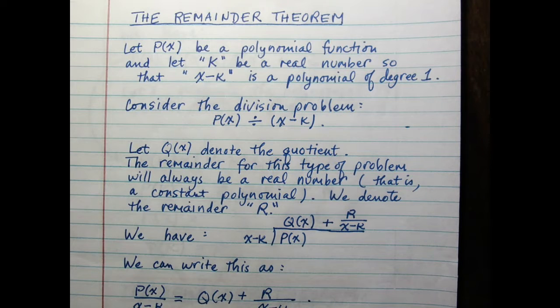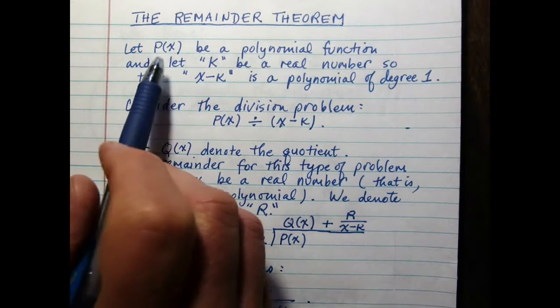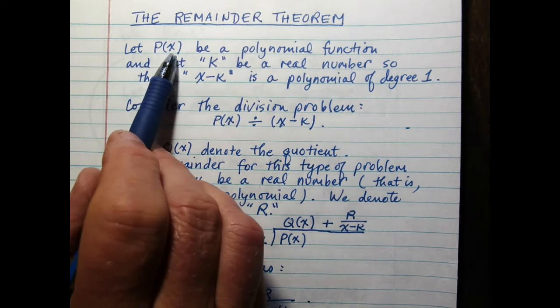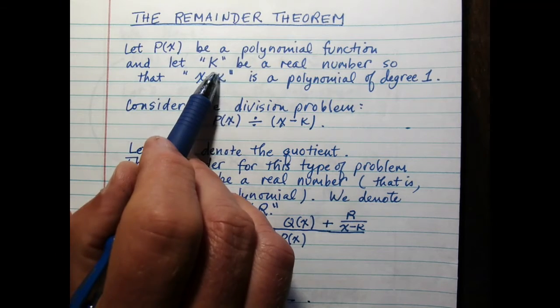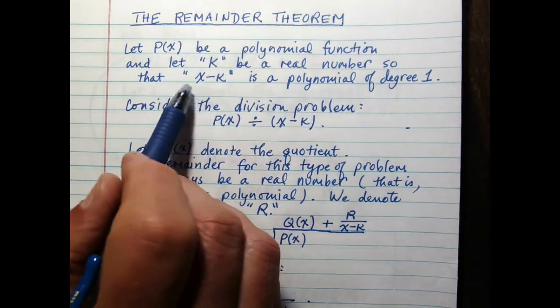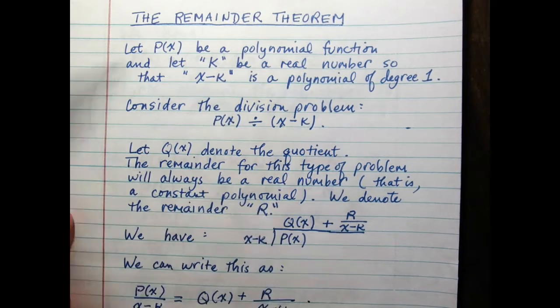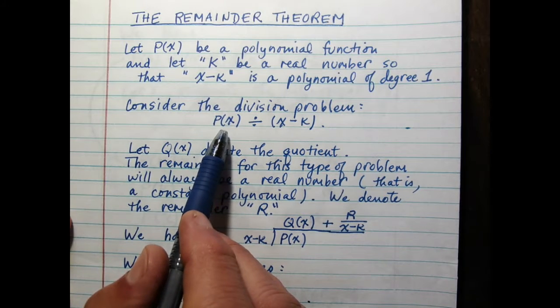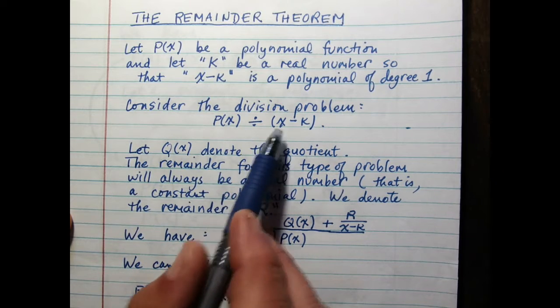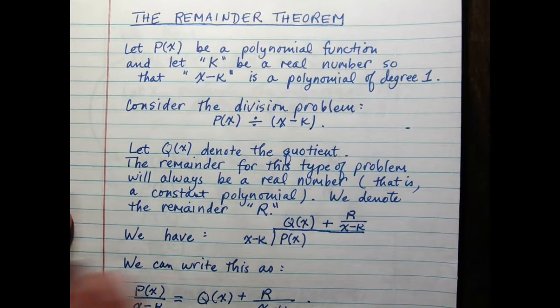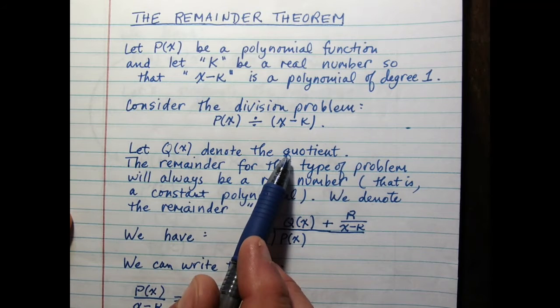Now we are ready to discover an important result called the remainder theorem. So let's go. We're going to let p of x be a polynomial function and let k be a real number, so that x minus k is a polynomial of degree 1. And we're going to consider the division problem p of x, this polynomial, divided by x minus k. Now let q of x denote the quotient.